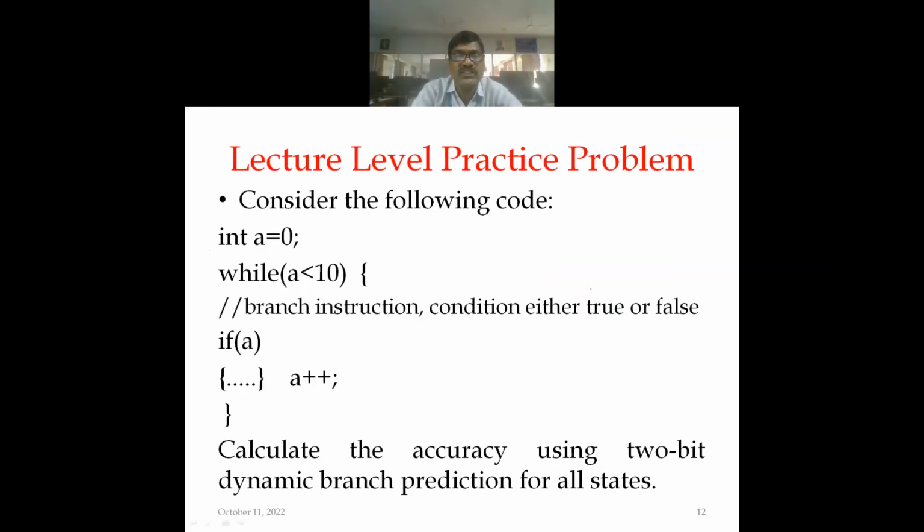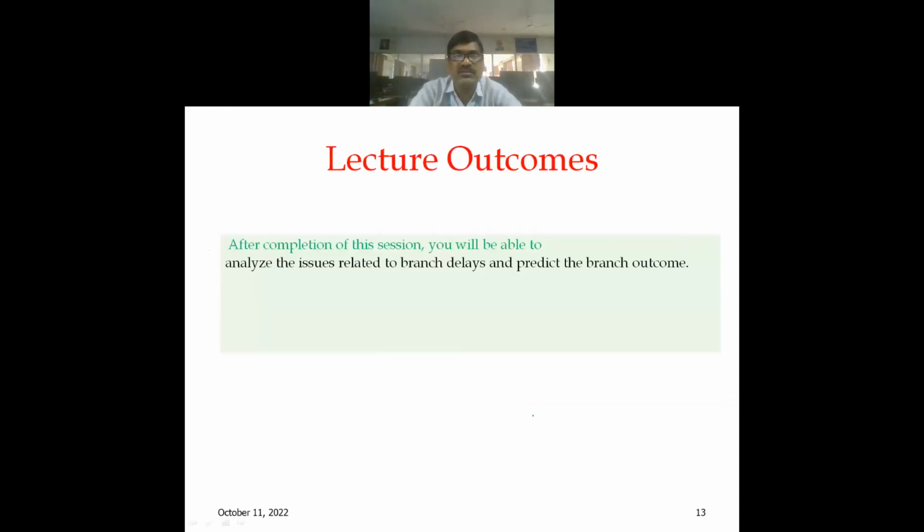Coming to this lecture level practice problem, consider the following code given in C language. If you consider the condition while a is less than 10, the branch instruction condition is either true or false. We are going to calculate the accuracy using 2-bit dynamic branch prediction for all the states. This is the lecture level practice problem. The lecture outcome is that after completion of this session, you will be able to analyze the issues related to branch delays and predict the branch outcome. Thank you one and all.